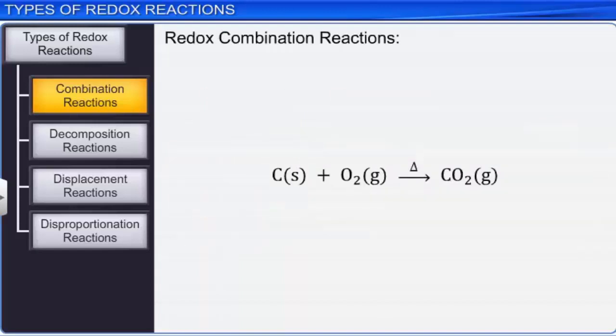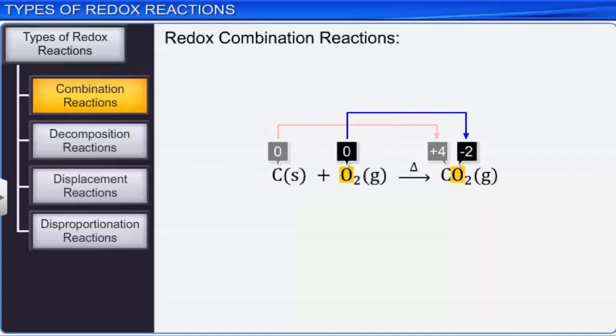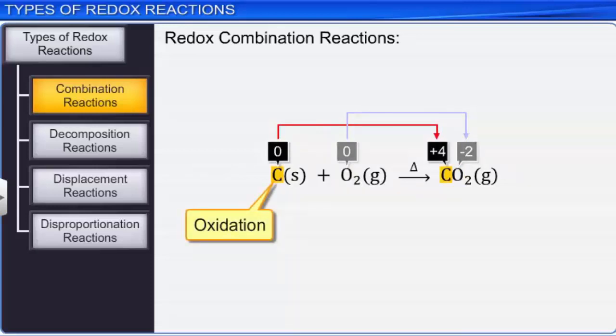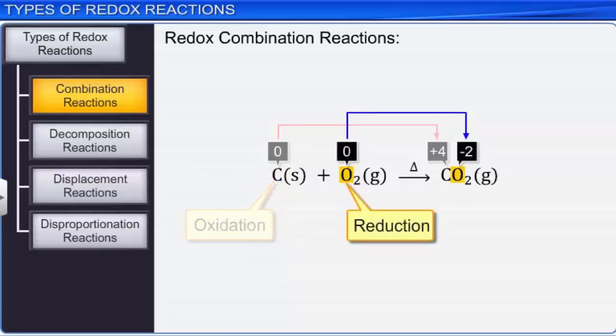Let's look at some examples of redox combination reactions. Carbon and oxygen in elemental states combine to give carbon dioxide gas. The oxidation number of carbon and oxygen is 0. When carbon dioxide gas is formed, the oxidation number of carbon becomes +4 and oxidation number of oxygen becomes -2. Here, carbon undergoes oxidation, as its oxidation number increases from 0 to +4. Simultaneously, oxygen undergoes reduction, as its oxidation number decreases from 0 to -2.